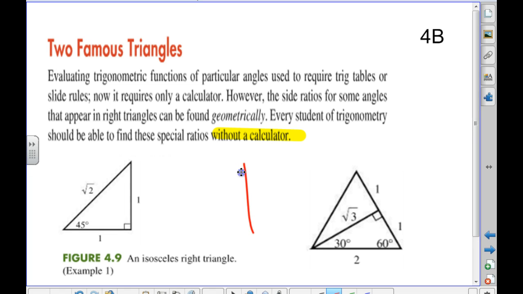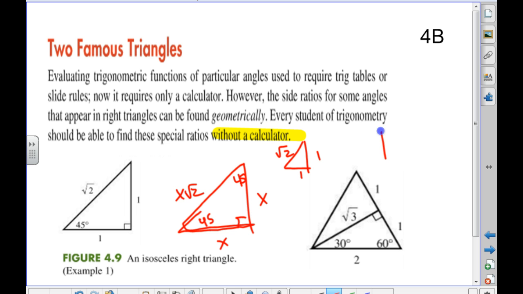Okay, 45, 45, 90. You can use x, x, and x square roots of 2. It is also okay to use 1, 1, and square root of 2. It is also okay to use square root of 2, square root of 2, and 2. It's the same thing. All of those are 45, 45, 90.